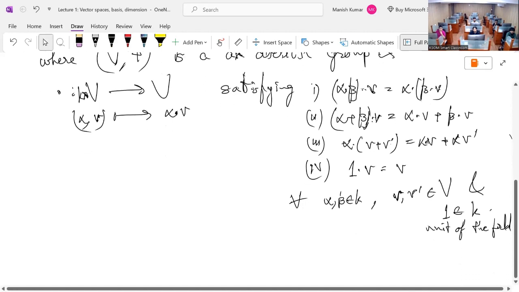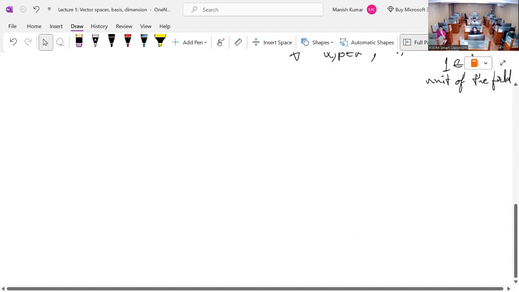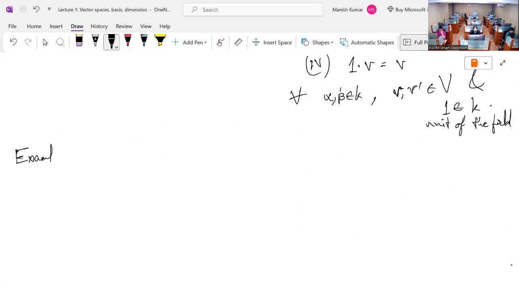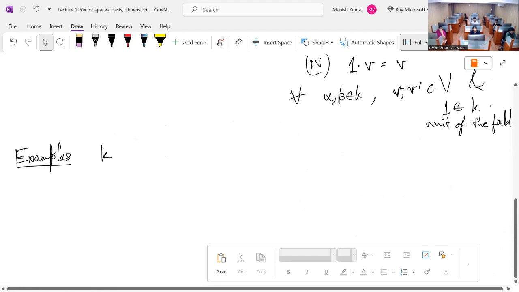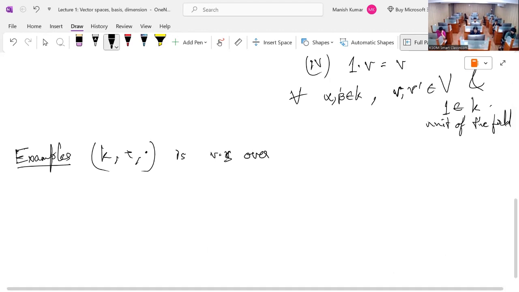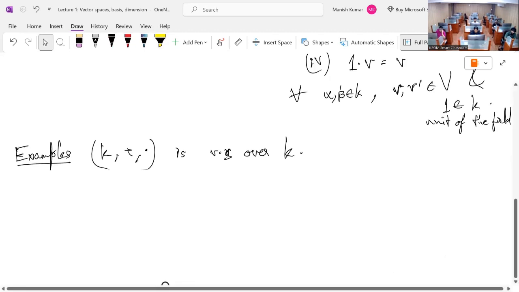So what are some examples of a vector space? K with its own addition and subtraction is, for example, a vector space. K, plus and dot, is a vector space over K itself, over the field K. So this is the first example.